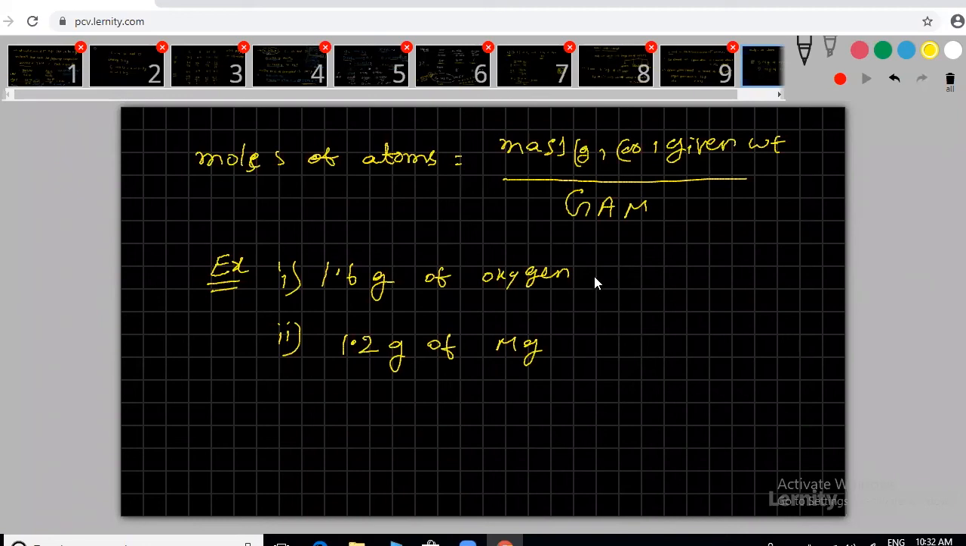Very simple here. What is the formula, sir? Given mass by gram atomic mass. 1.6 by, what is the atomic mass of oxygen? 16. How much will we get? 0.1 moles. For magnesium, how much, sir? 1.2 by, what is the formula? Given mass by 24 grams. How much will we get approximately? 0.05. Is it correct or anything wrong, sir?